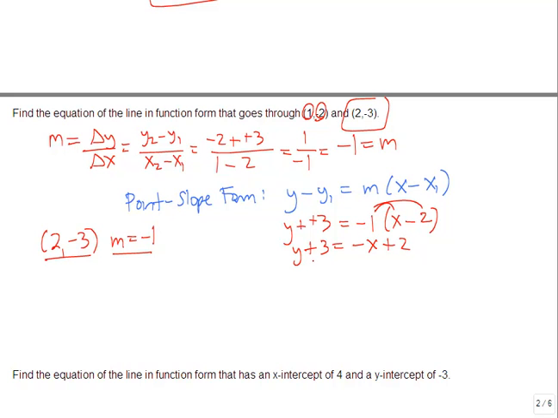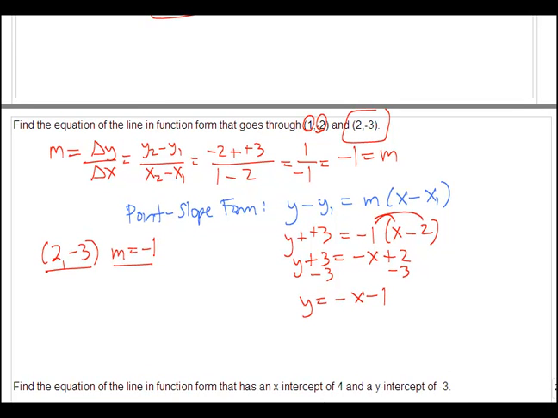And let's go ahead and solve this for y. So I'm going to subtract 3. So y equals negative x minus 1. So to finish off the problem, we just want to make sure that we read the original problem and make sure we're answering the question that's being asked.